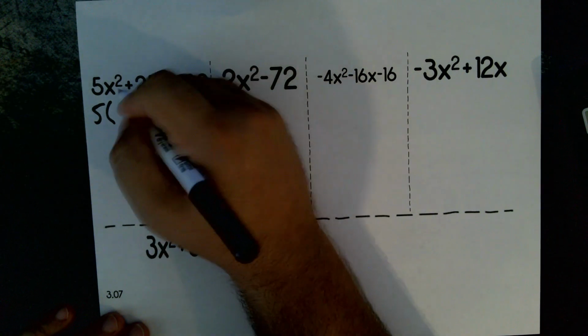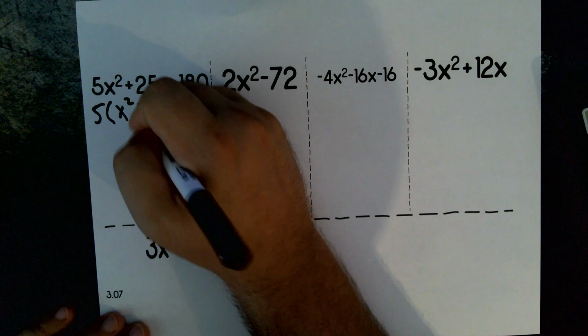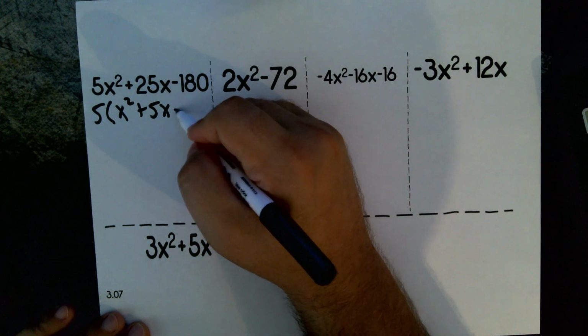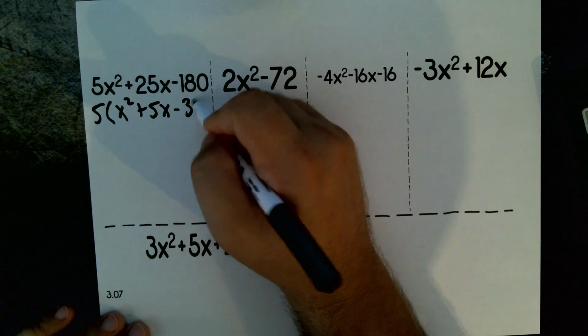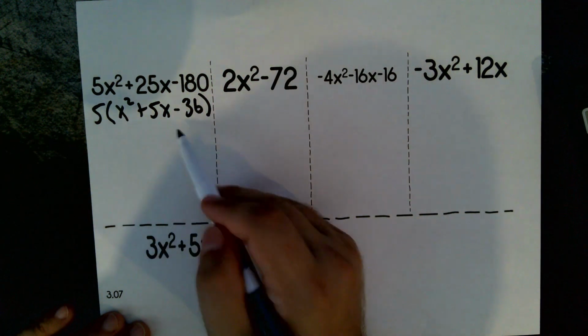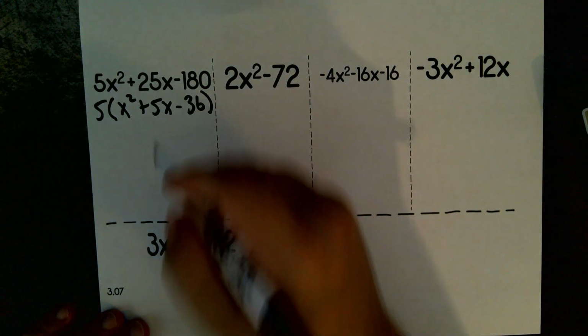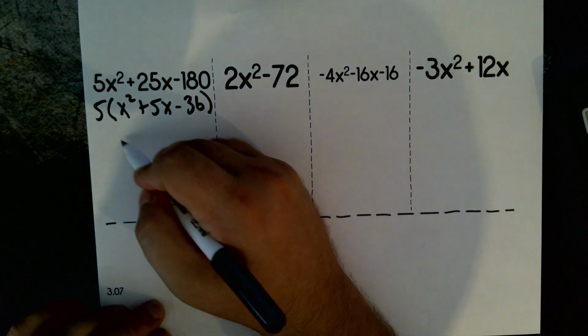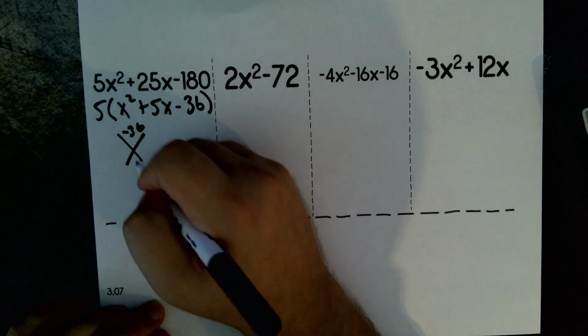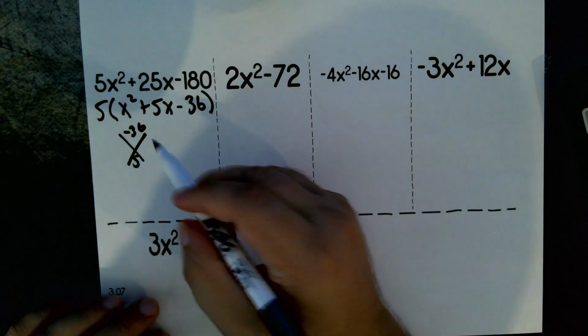5, and then this would be the trinomial x squared plus 25 divided by 5 is 5, minus 180 divided by 5 is 36. So we factored a 5 out, but this is still a trinomial. And so we need to do the x game. Negative 36 is our c. Positive 5 is our b.